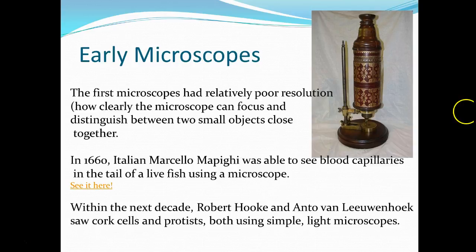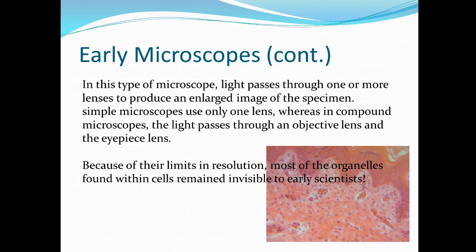And this is actually pretty cool. If you want to open up the PowerPoint and click on this active link, it'll take you to a YouTube video where you can see this. It's pretty remarkable seeing the individual red blood cells moving through these little capillaries. And then it says within the next decade, Robert Hooke and Anton van Leeuwenhoek, two names that should be familiar to you from the previous targets, saw cork cells and protists using simple light microscopes.